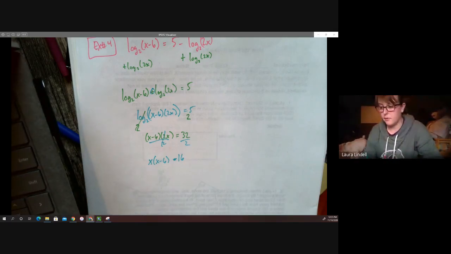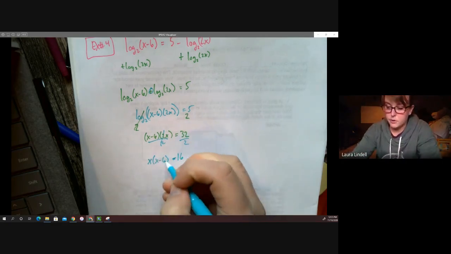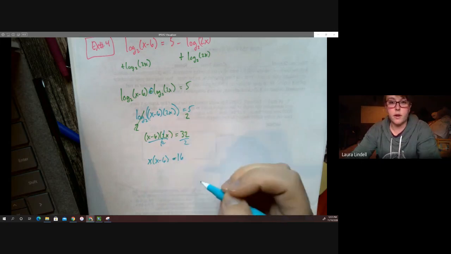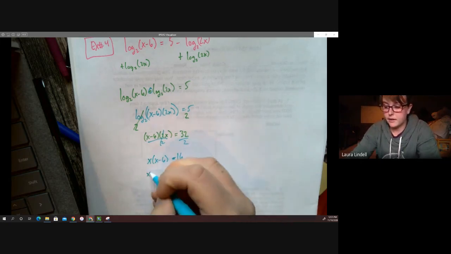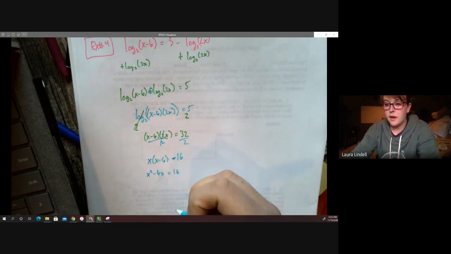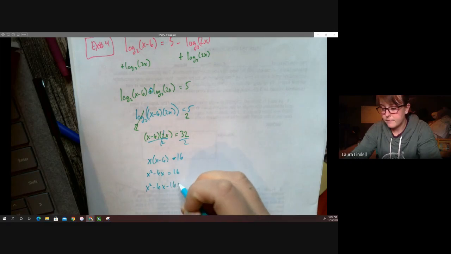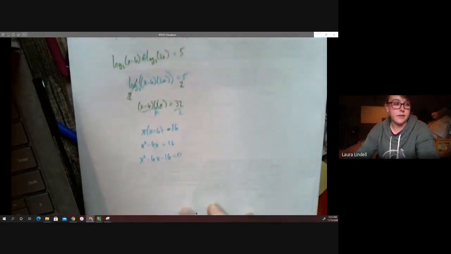Let's see, where were we? Oh yeah, we had x times x minus 6 equals 16. So from there, what we can do is multiply this out, and we're just solving a basic quadratic now. We've got x squared minus 6x equals 16. Move the 16 over, and then factor this thing.